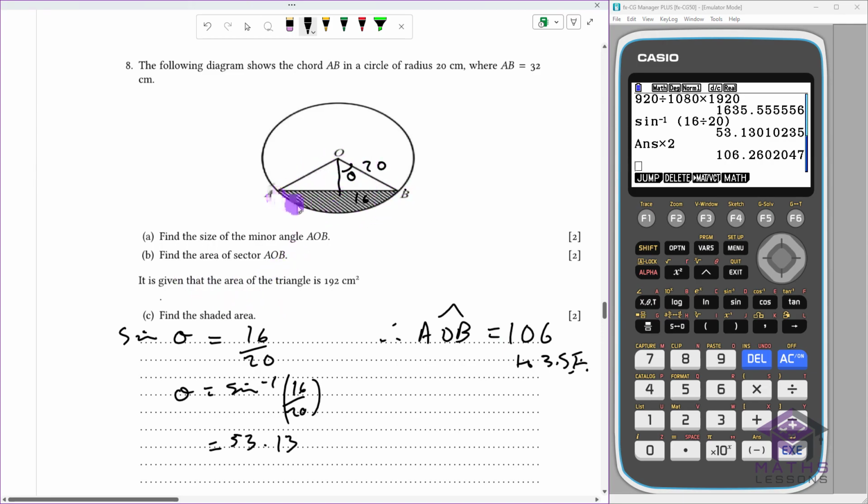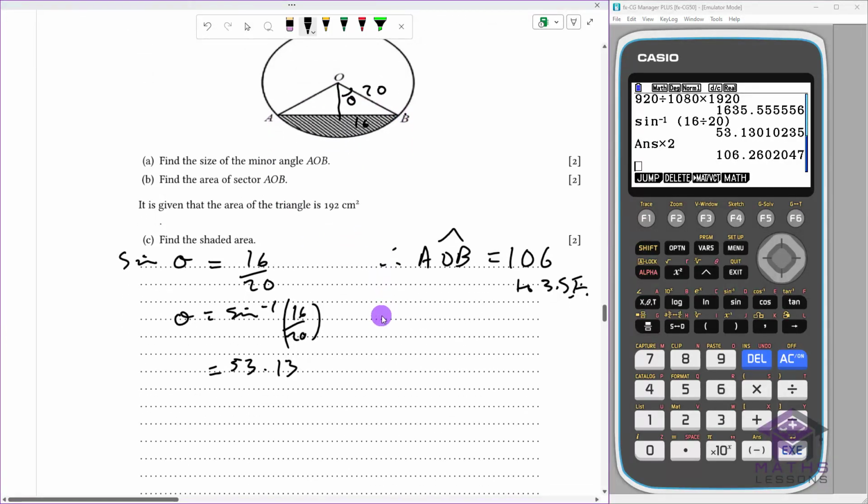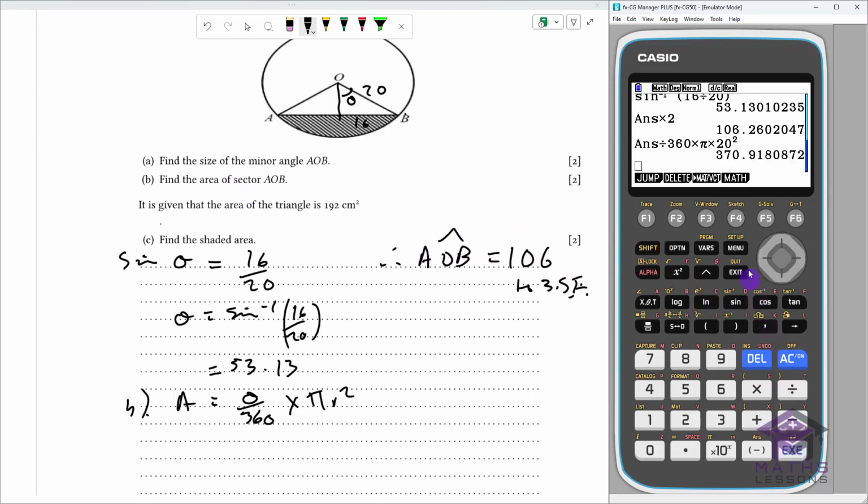Now what we need to do next is find the area of sector AOB. So that's the whole of this area. So you go round there, to there, to there. And we're going to use the formula for part B. Area of a sector is equal to theta over 360, the fraction of the circle, times the area of the circle, so times pi r squared. So we're going to use the answer, divide it by 360, times by pi, and then we're going to times that by 20 squared because the radius I do believe was 20, and we get 370.91, which equals 371 to 3SF.